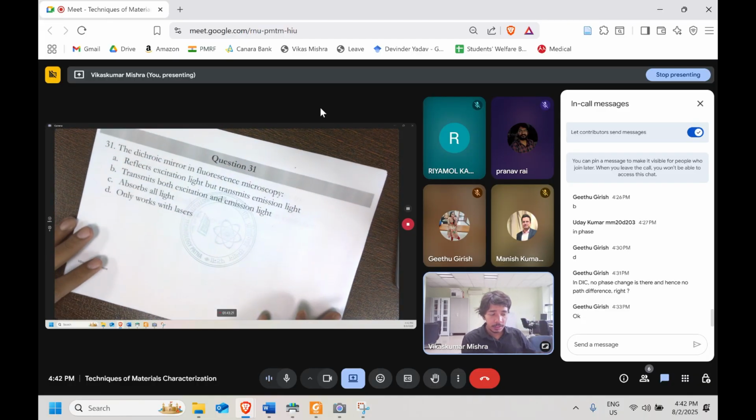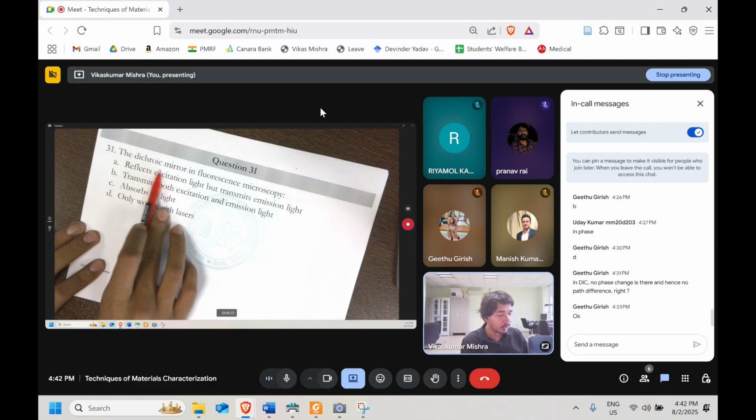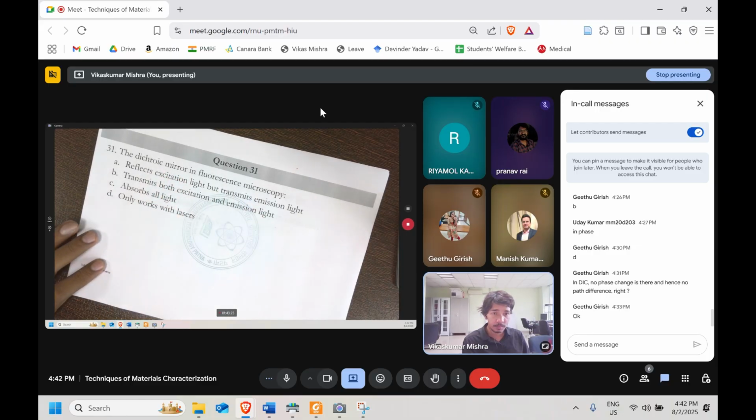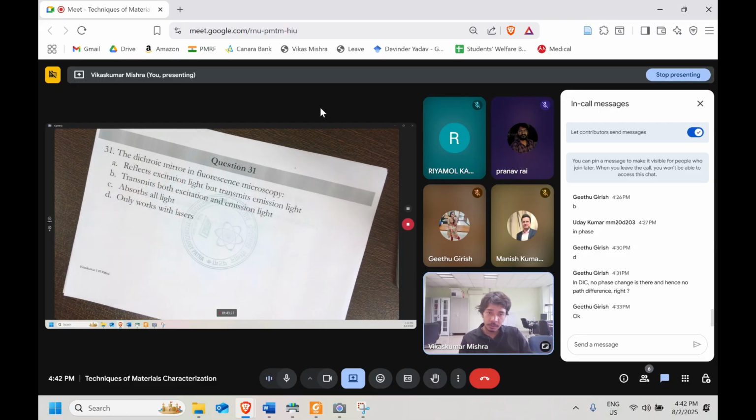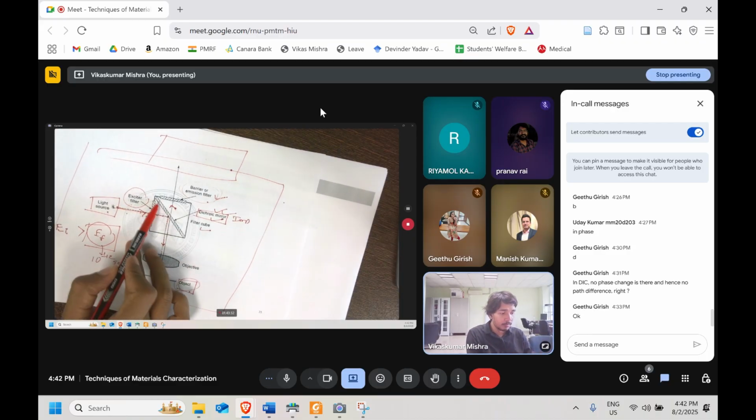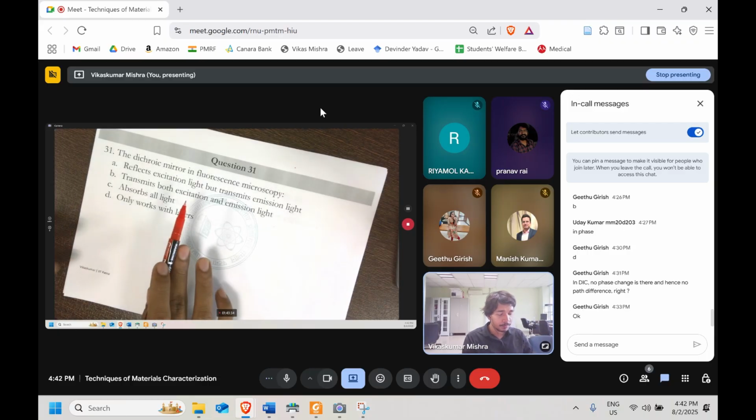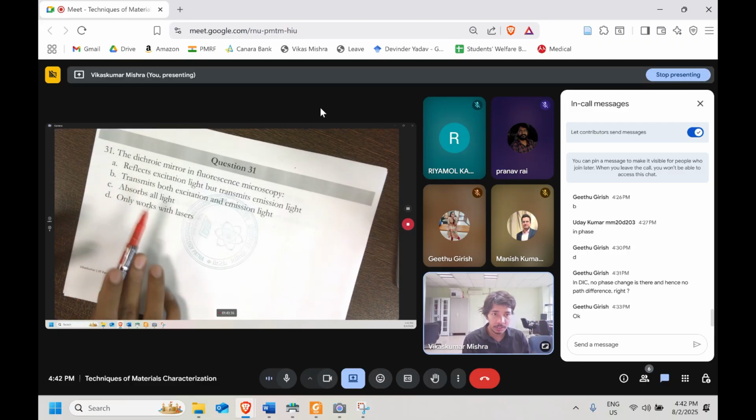Now, let's say this. The dichroic mirror in the fluorescent microscopy. What are they talking about with this particular dichroic mirror? What will it do? What do you think? What is the right answer? A, B, C, or D?